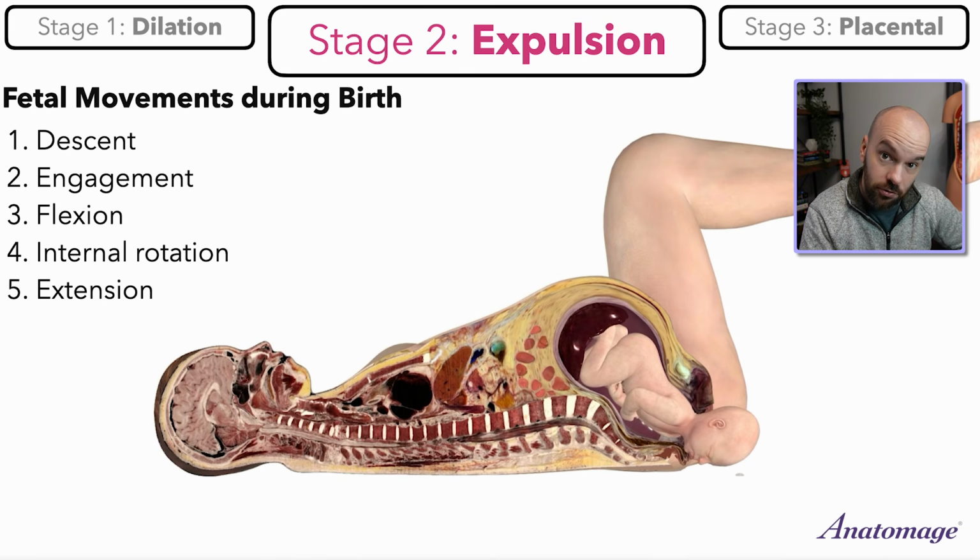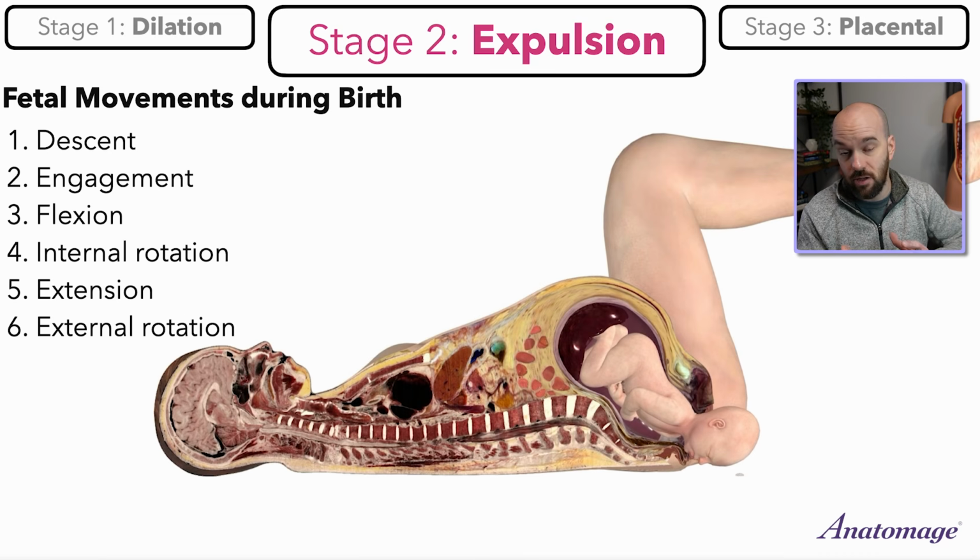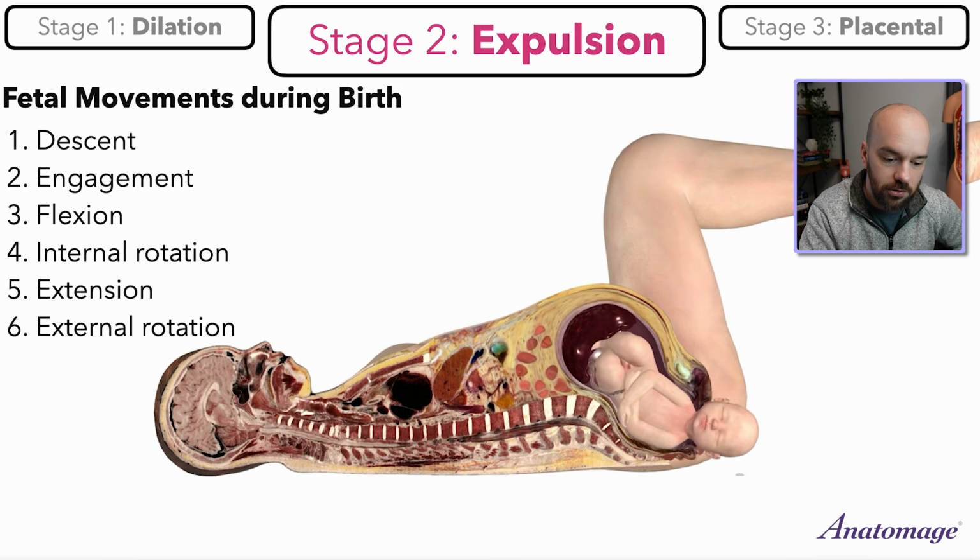Now we've got to get the shoulders through. At this point though, the shoulders are oriented sideways like this, but remember the long axis of the pelvic outlet is more vertical. So now we have to have another rotation. We're going to call this external rotation because the head is external to the mother's body. We're going to rotate it so the shoulders line up with that pelvic outlet. So there we have external rotation.